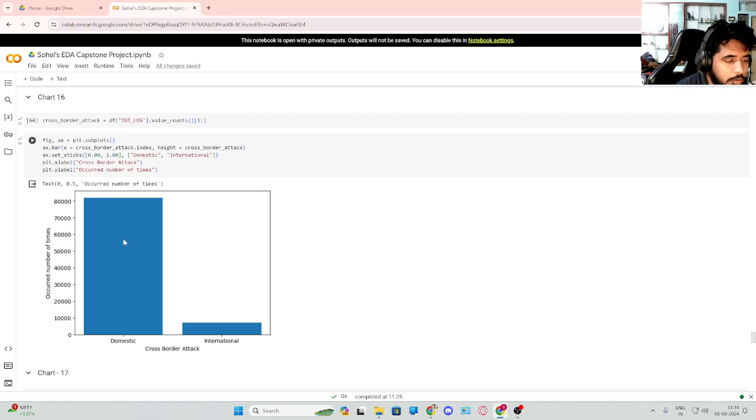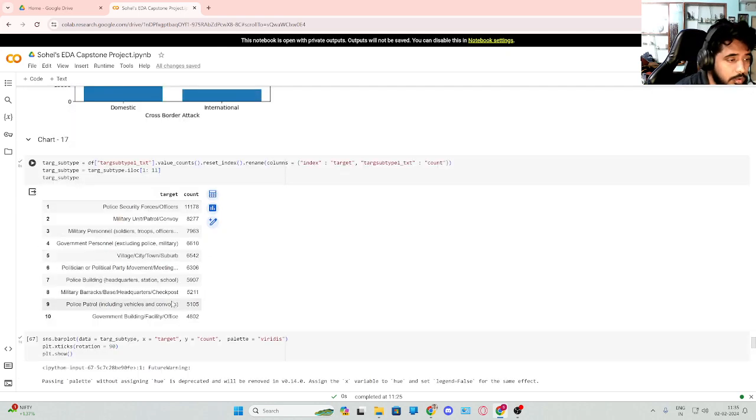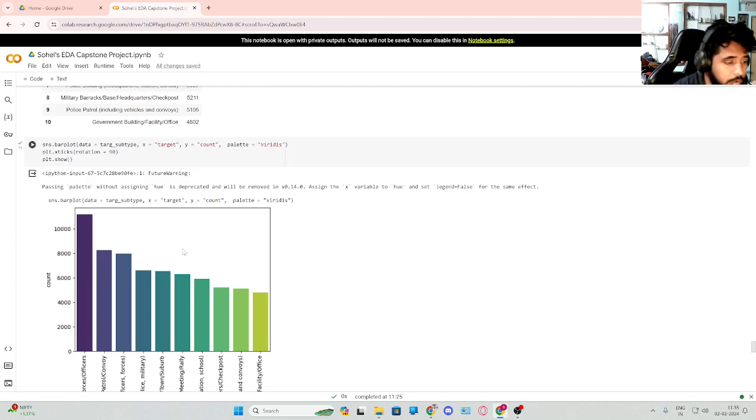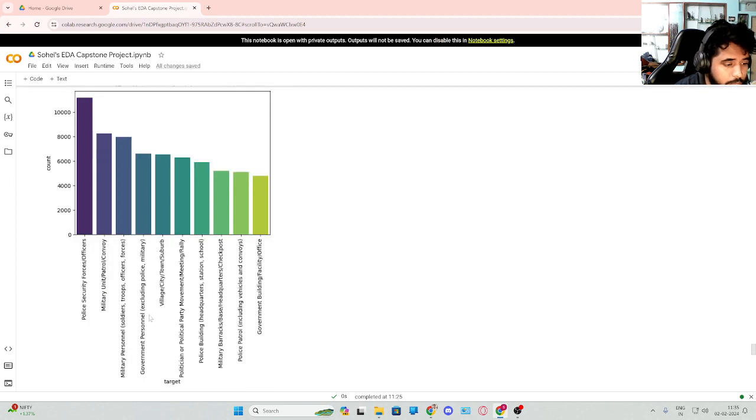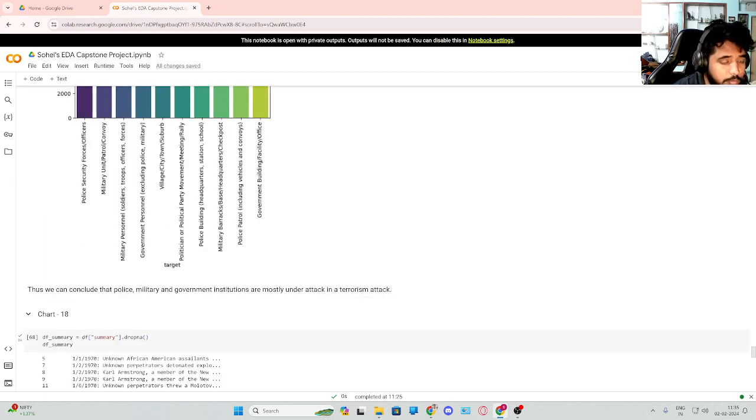Then we are checking cross-border attacks, meaning most of the attacks in terrorism are domestic, but some of the attacks are also international, meaning cross-border attacks. Now in this chart 17, targsubtype1 means what type of target the terrorists have. Number one is police security forces, then military. So you can see that first are police security forces and military, and we can conclude that police, military and government institutions are mostly under attack in terrorism.